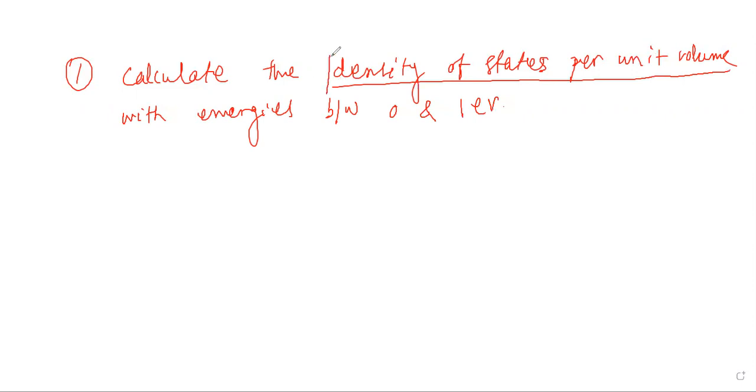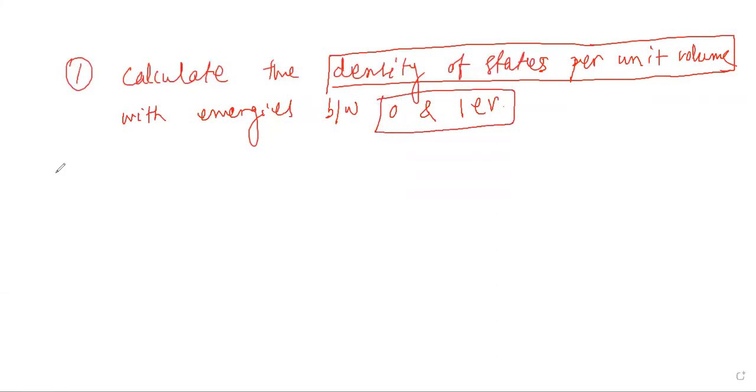As we know, we define density of states as the number of electronic states present per unit volume per unit energy range. Now the energy range is given to you, 0 to 1 electron volt. So simply you write the density of states value and then integrate it over this range. So the density of states per unit volume is the integration from 0 to 1 electron volt, that's the energy range, of the density of states value, and then we'll integrate it.